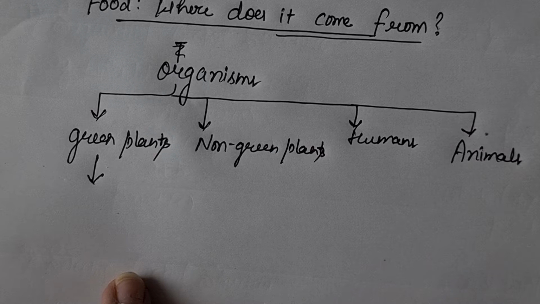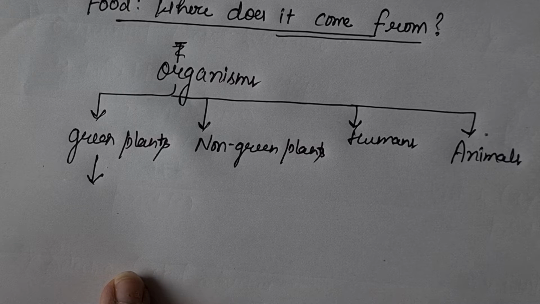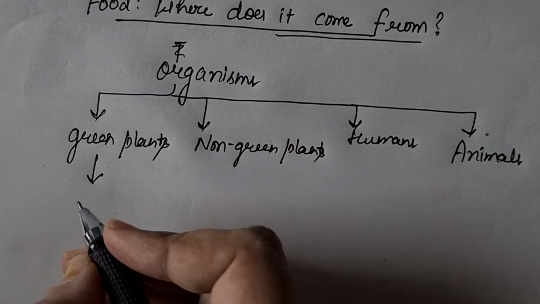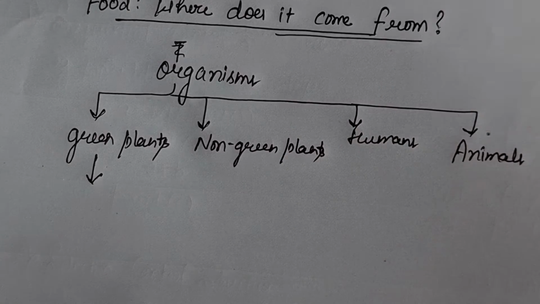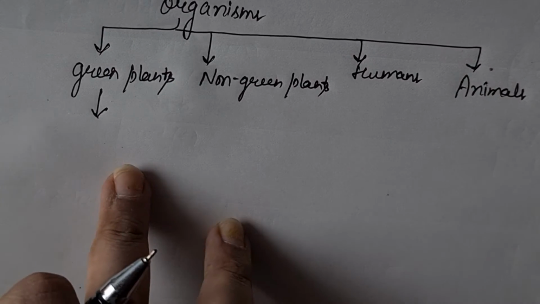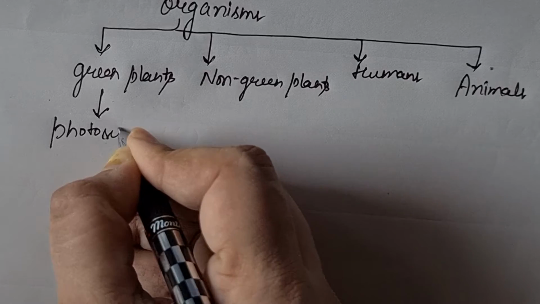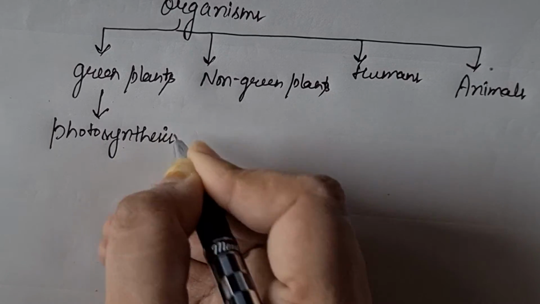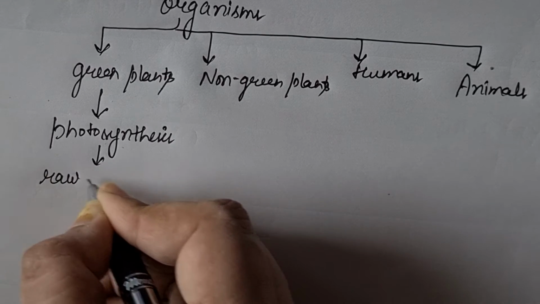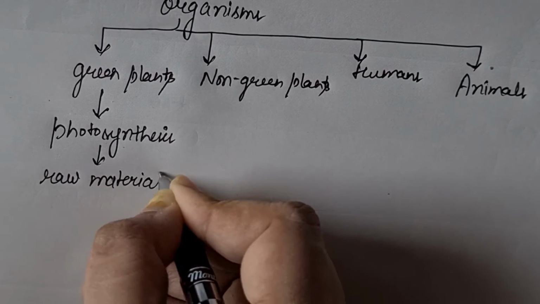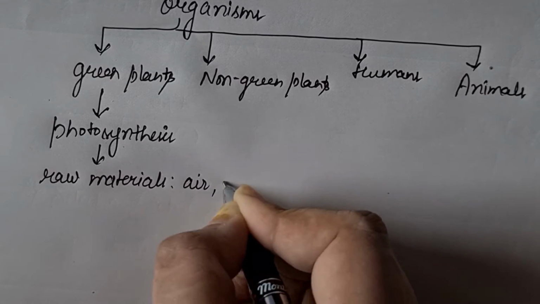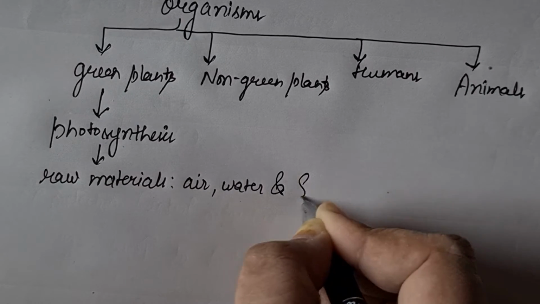So with the help of chlorophyll, they absorb the sunlight, or you can say ultraviolet rays of the sunlight, and we give them water, and they take air from the environment, from stomata. So these are the raw materials of photosynthesis by which they form their own food. So photosynthesis requires raw materials, that is air, water and sunlight.